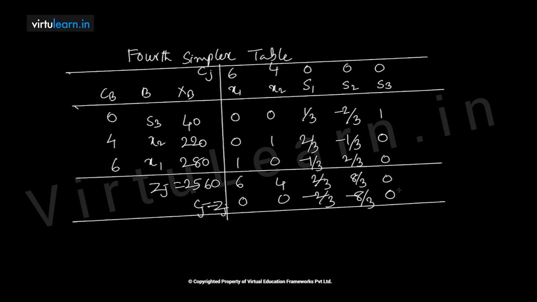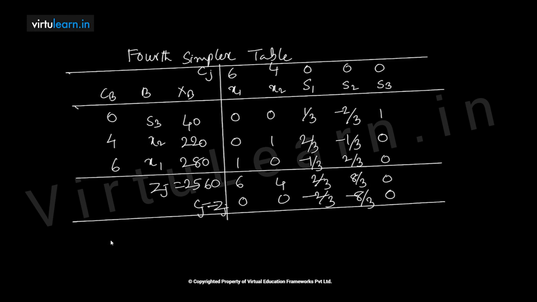So we have arrived at the optimum solution, because these values are showing all zeros and negative values. So that means we have reached the optimum solution and we don't need to proceed further, which indicates that we can produce 220 units of x2 and 280 units of x1. That would be the solution, which will give us maximum benefit or maximum profit of 2,560 rupees.